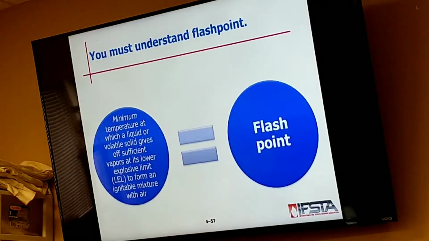Flash point is the minimum temperature at which a liquid or volatile solid gives off sufficient vapors at its lower explosive limit. And when it does that, that's going to form an ignitable mixture with air. That's the flash point.